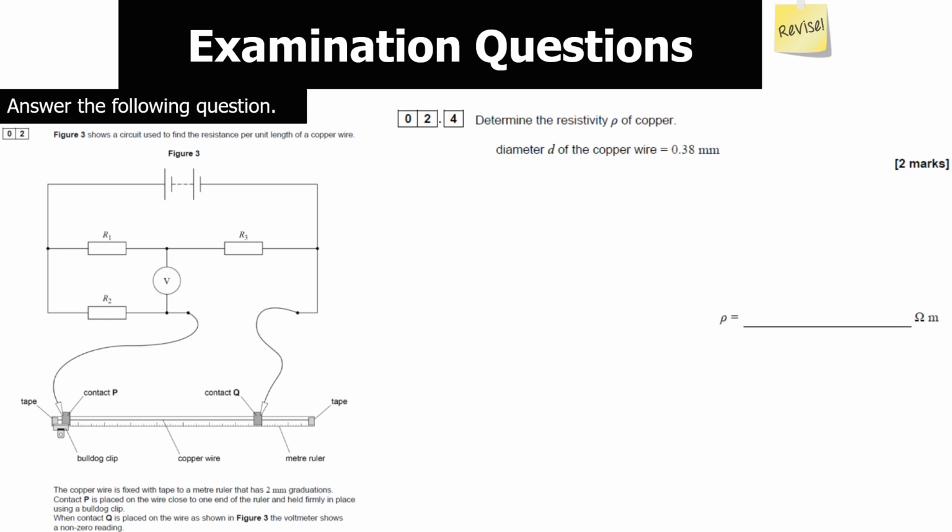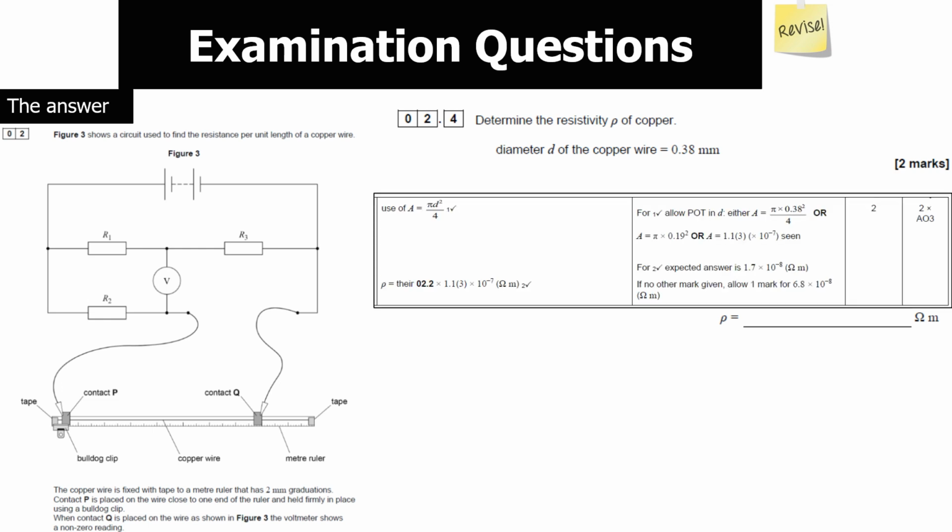Now the next question says, determine the resistivity rho of the copper with the diameter D of the copper wire to be 0.38 millimeters. So pause the video now, then unpause the video when you want to go through your answer. Now you should see from the equation sheet that resistivity is RA over L, or resistance per length times the area, which is important because we just worked out previously the resistance per length.